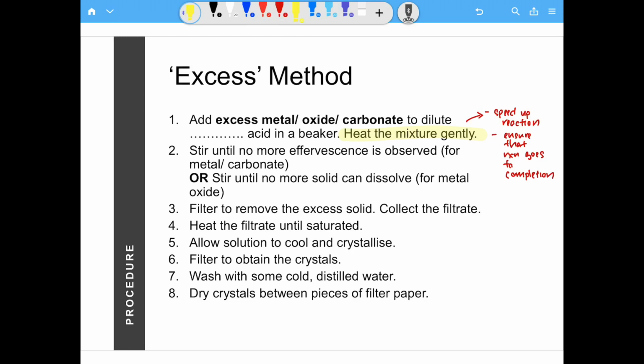Next, you need to stir until no more solid can dissolve. Why is this step necessary? Because we need to ensure that all the sulfuric acid, or all the acid, is used up. Next we need to heat the filtrate. What is the purpose of heating the filtrate? It is to evaporate the excess water, so that the solution becomes saturated.